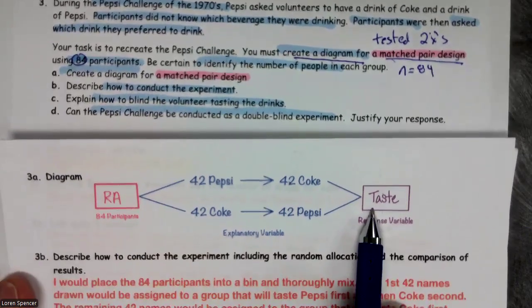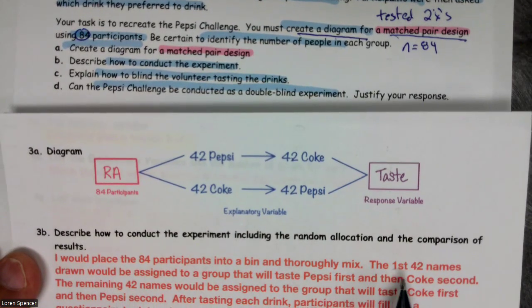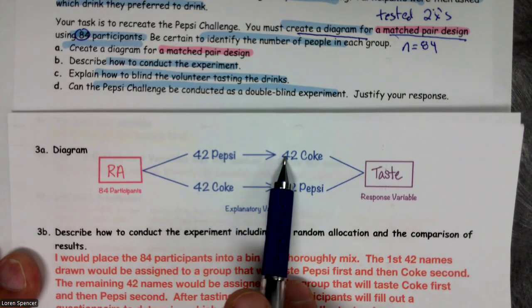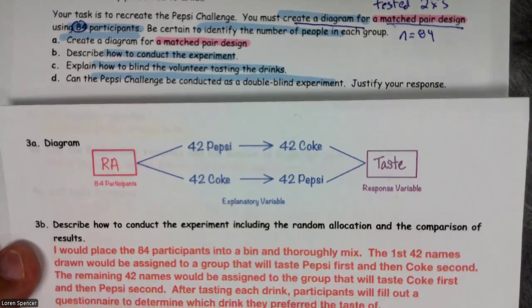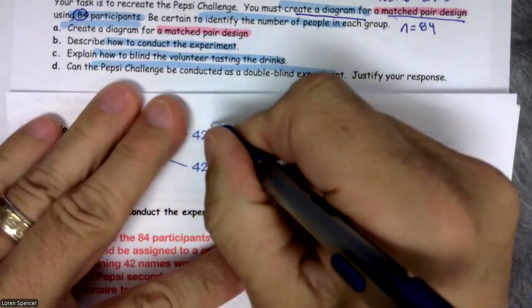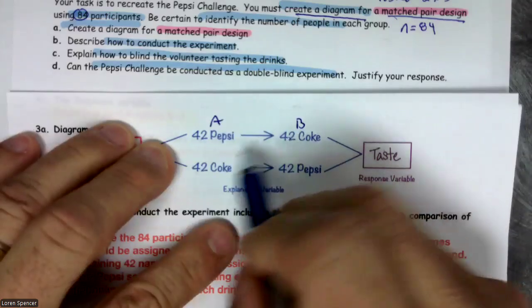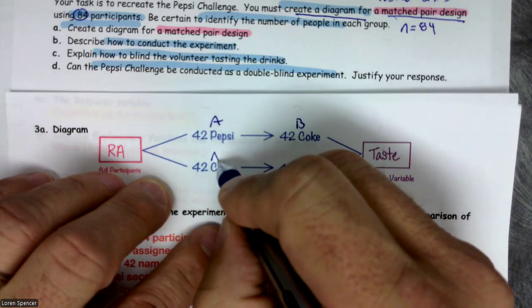Describe how to conduct the experiment. I place 84 participants in a bin and mix. The first 42 names would drink Pepsi first and then Coke second. The remaining 42 names would be assigned to the group that will taste Coke first, then Pepsi second. After tasting each drink, participants will fill out a questionnaire to determine which drink they preferred. We could label this one A and this one B. Did this group prefer A or B? That way you never know which one they're getting.